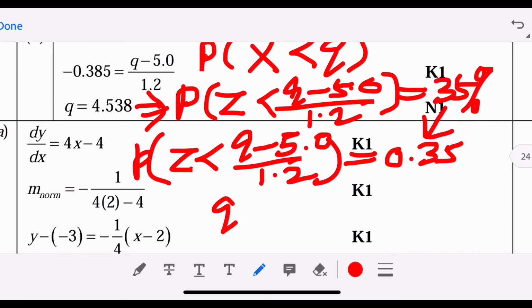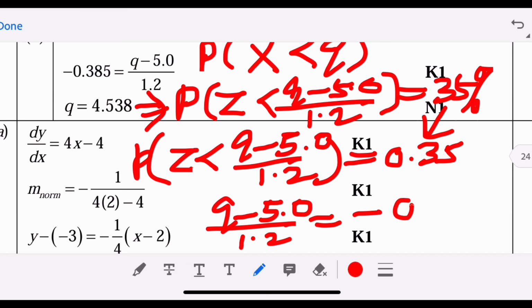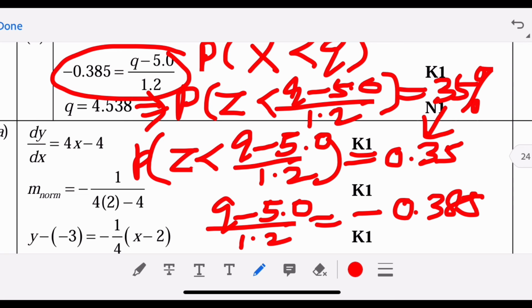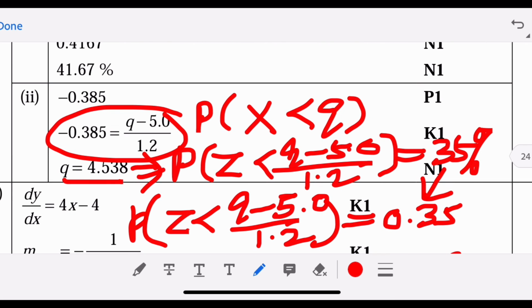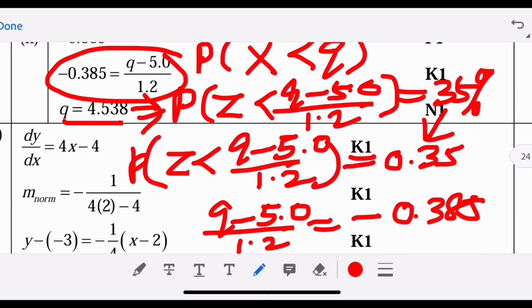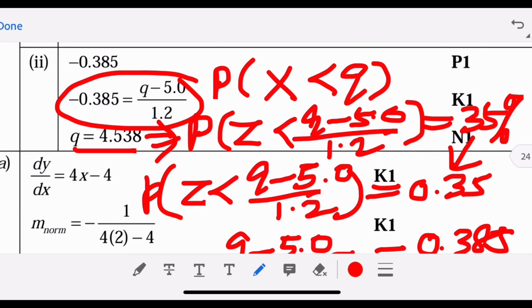So now you can write Q minus 5.0 is equal to negative. It must have a negative. So that's why this one got 1 mark, alright? If possible, you sketch a bell so that you won't confuse. Alright, so that is the answer for part 2, K1 for this one. If you find the value for the z-score, which is negative 0.385, they give you P1, and you equate them with the z-score, and you find the answer is N1.